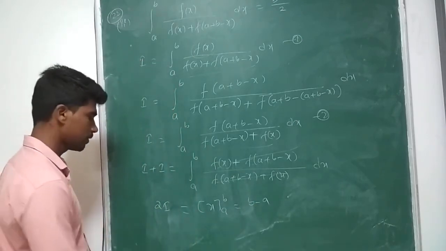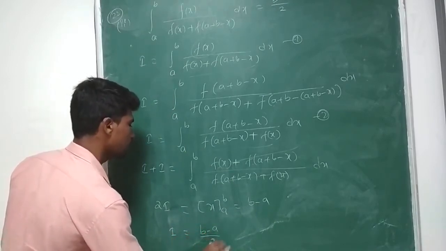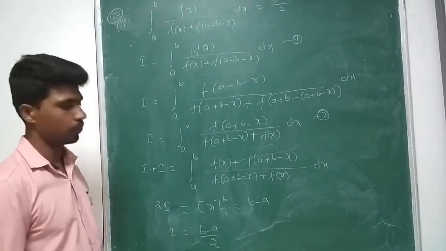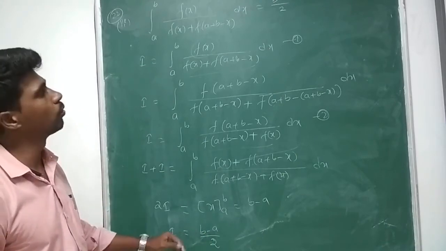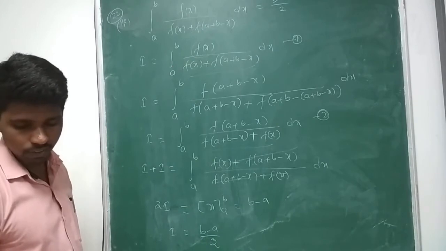I want just I, so I is equal to b minus a by 2. What they asked us to prove. After this, the next question.